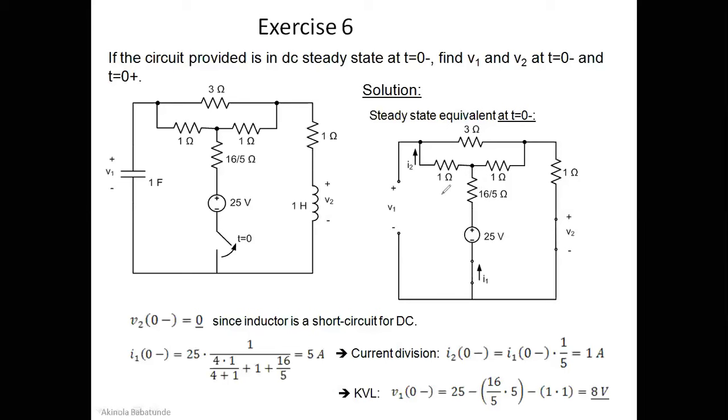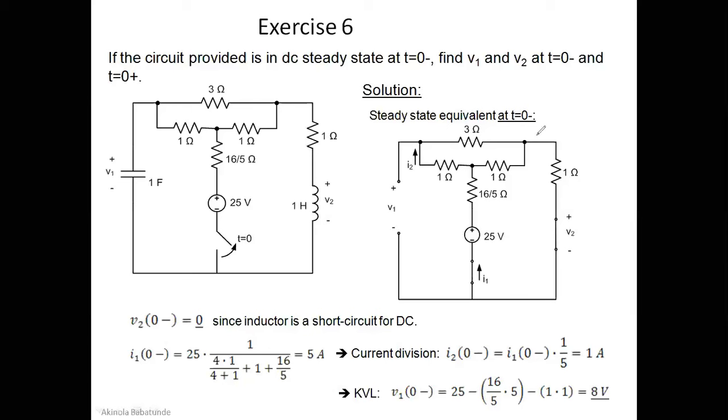And if this is all we have as the equivalent resistance, that simply means that our I1 will just be V over R, which is going to be 25 divided by all the resistance we have here. That's going to give us 5 amps. All of this here is going to give us 5, by the way, because 4 times 1 over 4 plus 1 will give us 4 over 5. 4 over 5 plus 16 over 5 will give us 20 over 5. 20 over 5 is going to be 4. 4 plus 1 is going to be 5. So you have 1 over 5 times 25, which gives us 5 amperes.